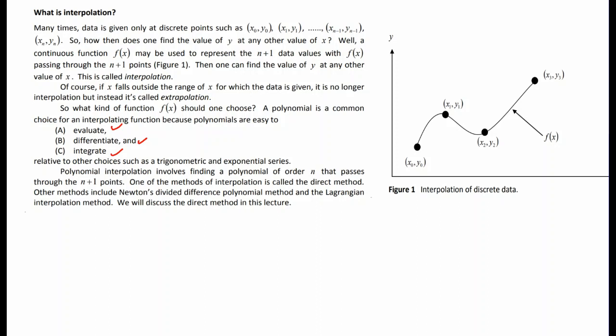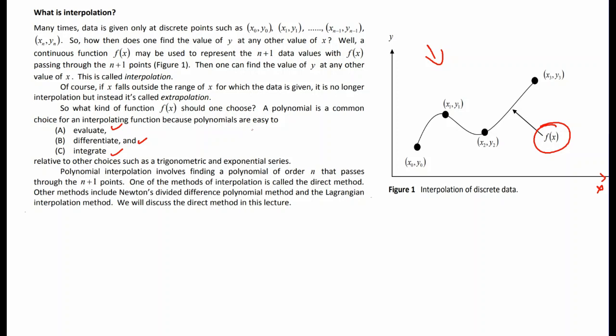For that reason, we'll be able to find the value of y at any other value of x. If you look at this figure that I have here, we have some data points from x0, y0 up to x3, y3. We represented the data points with a function f of x, which is a continuous function that passes through all the given data points. When this happens, if you are given any other value of x, we can trace it to the continuous function to get its corresponding y value. This is what this is about, but we normally use polynomial functions.